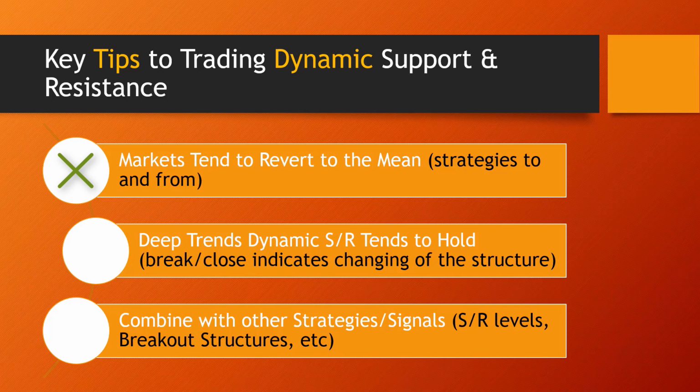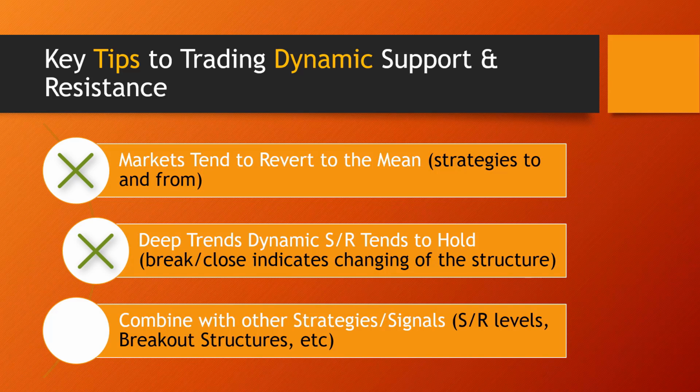The next one is that in deep trends, dynamic support and resistance, particularly in this case, the 20 EMA, tends to hold. So when you have really strong trends to the upside or the downside, the market will tend to stay above the 20 EMA in a bull trend, and it will tend to stay below it in a strong bear trend. And we're going to show you some charts to look at this here.